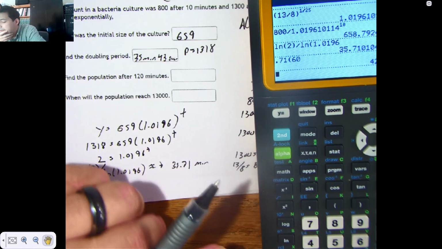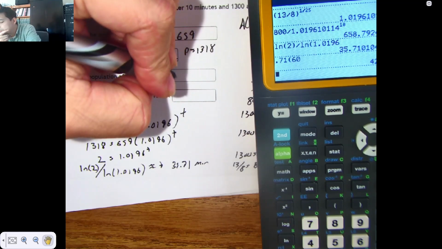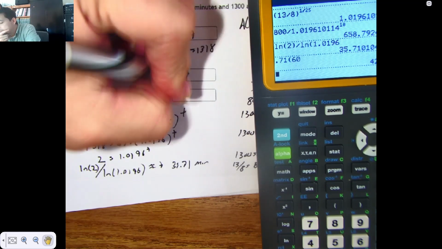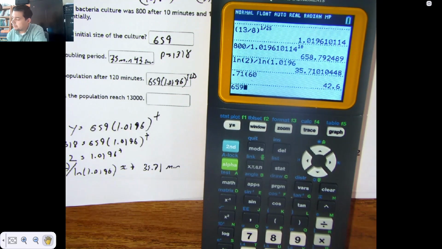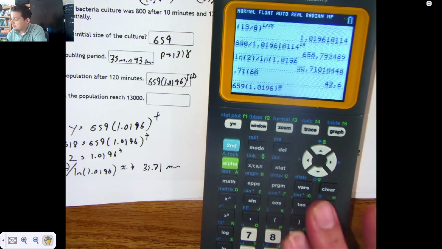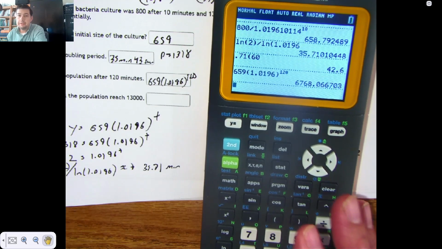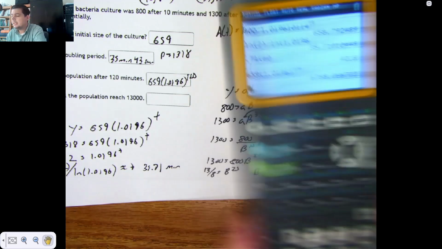Find the population after 120 minutes. That's just taking your little equation and plugging in 120 and seeing what it generates. If you round different than I do, obviously you and I are going to have different things. Just show me your work so I can see how it was done. So that's 6,769 life forms.